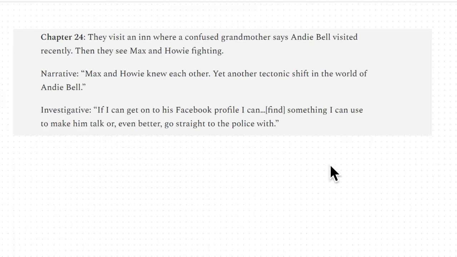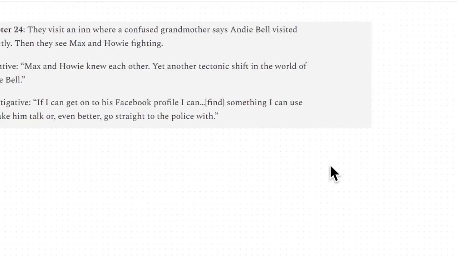Investigative line is, "If I can get on his Facebook profile, I can find something I can use to make him talk, or even better, go straight to the police with." So here, Pip is again zeroing in on Max. And her next goal, her sub-goal, is to find something on his Facebook, as we all do with social media.